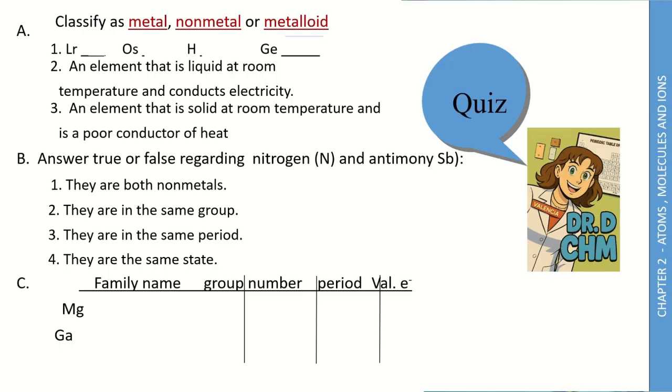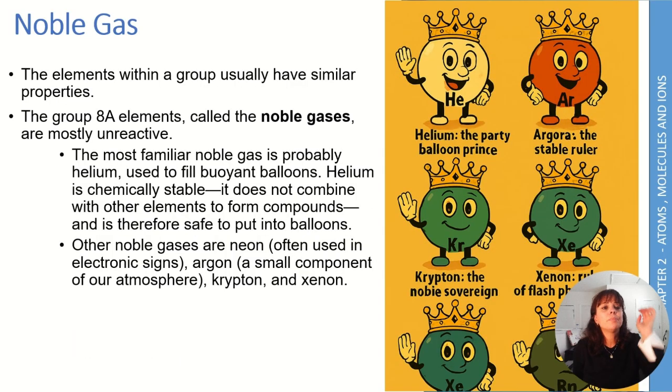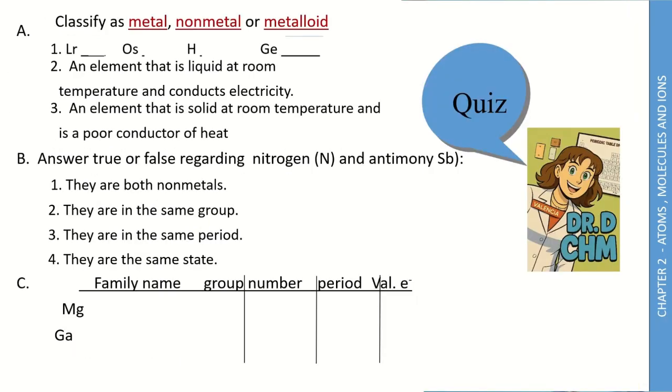So let's classify here which one is metal, non-metal, and metalloid. Metalloids are elements, let's get back over here. So that is the metalloids, also called semi-metals. So we're going to see 1, 2, 3, 4, 5, 6, 7 elements over here. They have characteristics of metals and also non-metals. So some depend on the conditions.